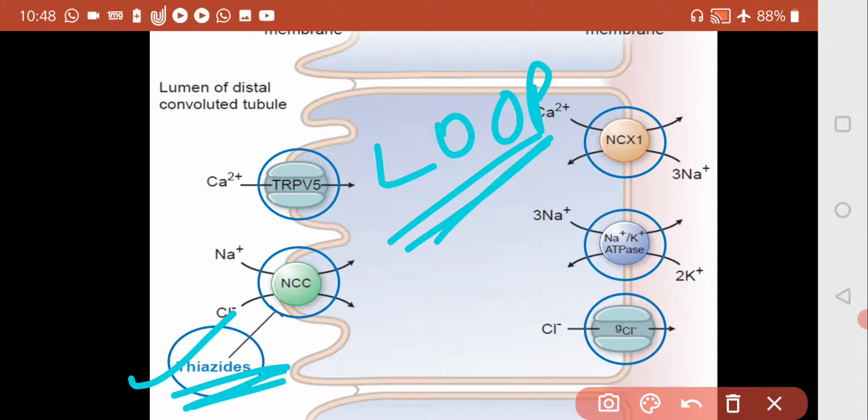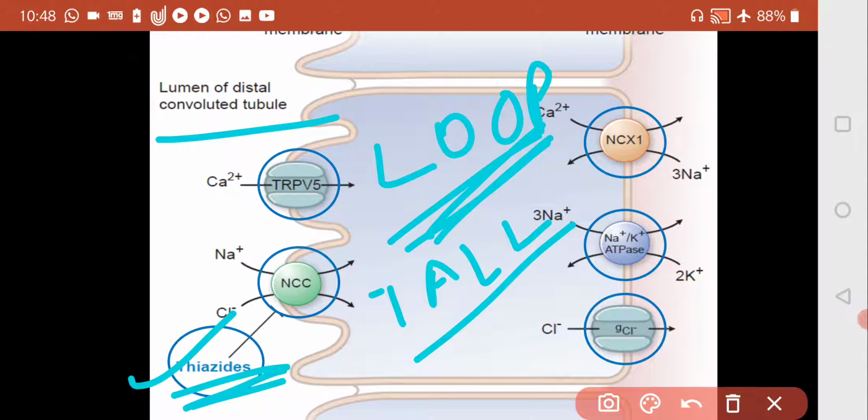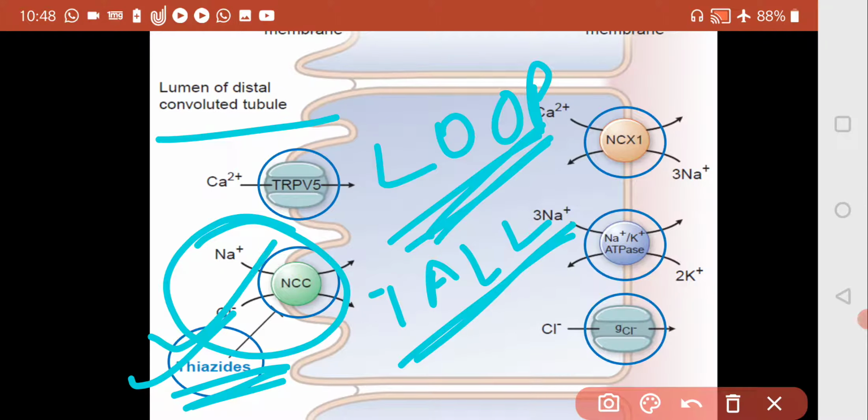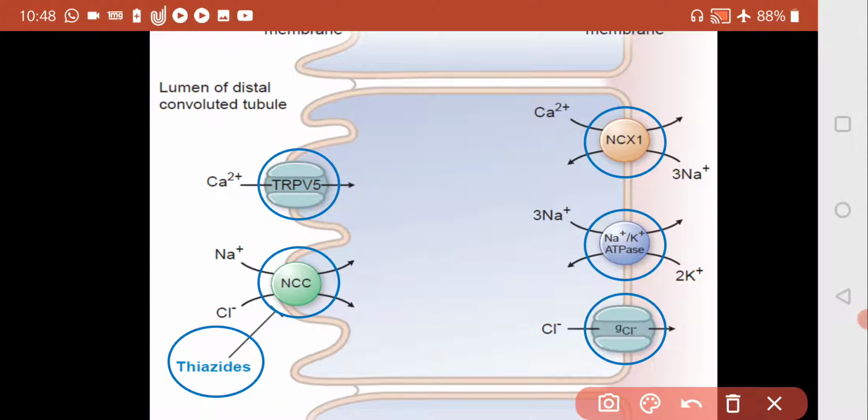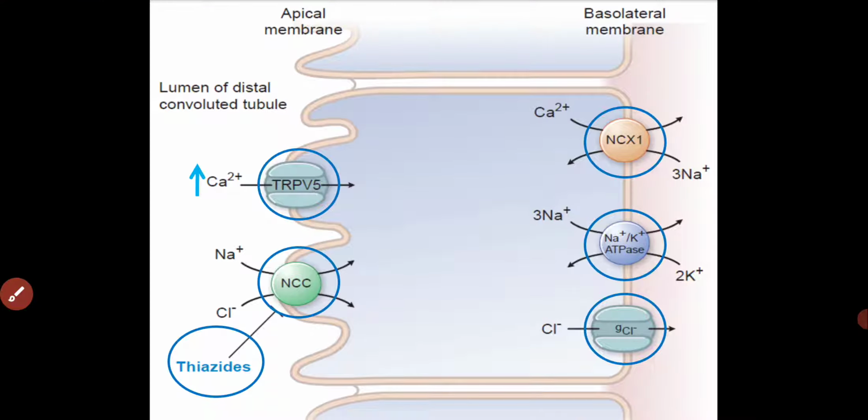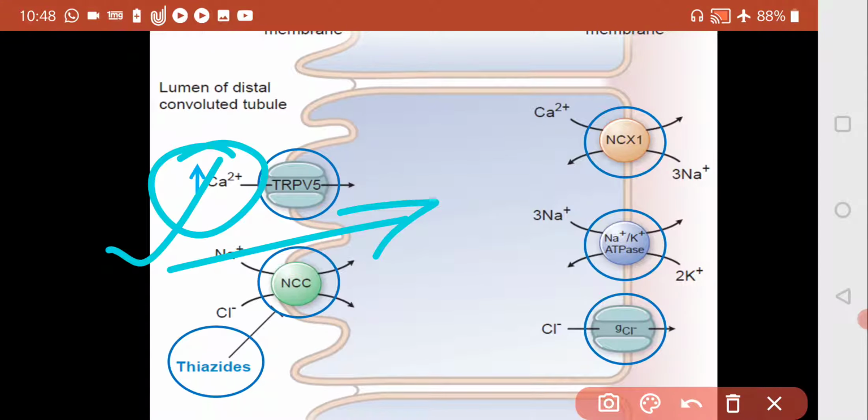Okay, thiazide acts on the distal convoluted tubules. Loop diuretics act on the thick ascending limb of the loop of Henle. It is acting on the Na plus K plus 2Cl minus co-transport, the sodium potassium dichloride co-transport, whereas thiazide acts on the sodium chloride co-transport. So there is a difference between loop diuretics and thiazides. By an unknown mechanism it increases the calcium, so there is hypercalcemia with this drug, unlike the loop diuretics.